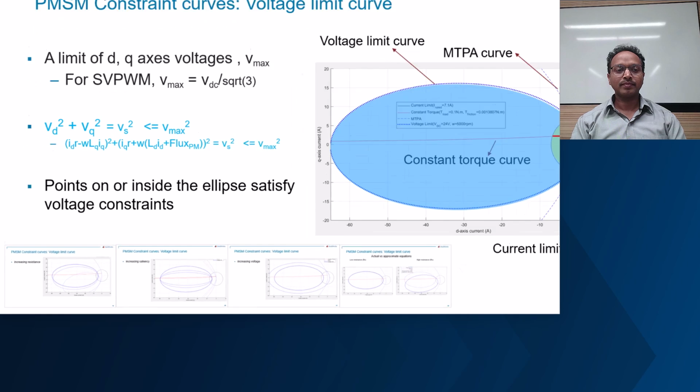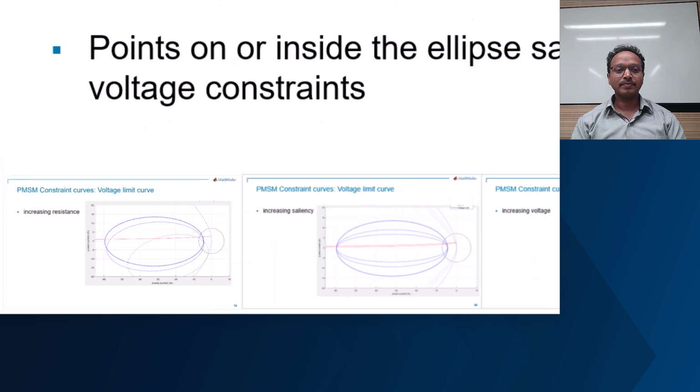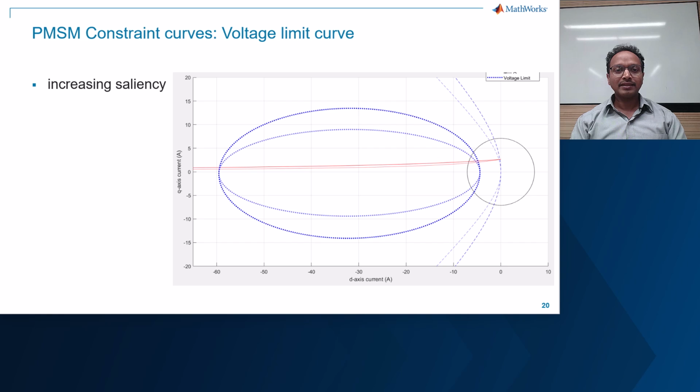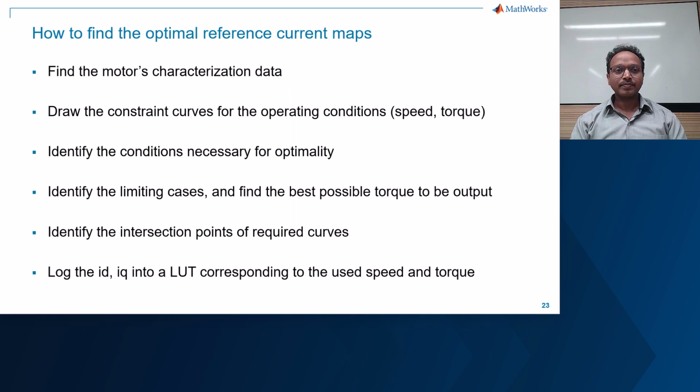When the system's resistance is increased, we see that the voltage limit curve shifts and tilts downwards. When the system's saliency is increased, we see that the voltage limit curve gets flattened out. You can have a better look at these curve changes when you look at the presentation.